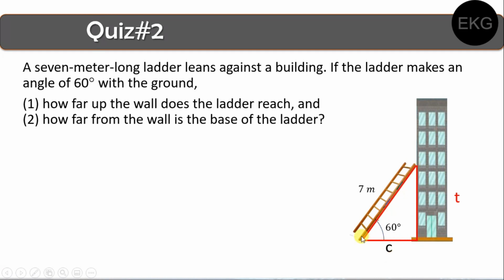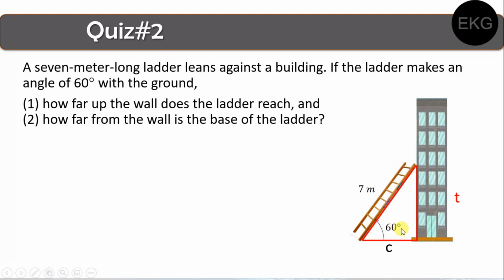Mabubuo natin itong triangle na ito. For the analysis, titingnan natin dito, since given yung angle 60, given tayo nitong length ng ating hagdanan, which is 7 meters, di natin alam yung value ng t at saka c. Now, looking at this triangle, and having known that right triangles, yung very important na mga sides dito will be, hanapin natin yung opposite side, hanapin natin yung adjacent side. Again, with reference to the given angle.